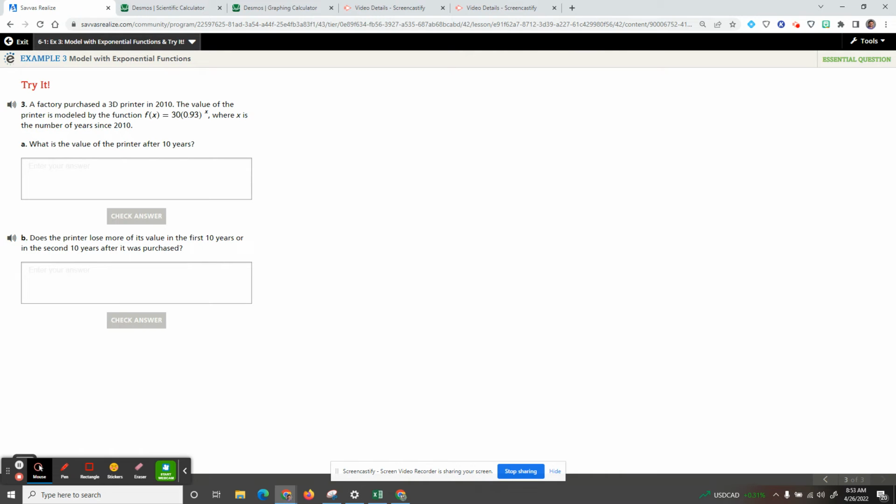Why don't you try these two you try it questions? So pause your video. Take special note that the B value here is less than 1. So consider whether you think the value of this printer is going to increase or decrease, given that the B value is now less than 1. So you can try these questions, pause it, try these questions, then come back and we can compare answers.